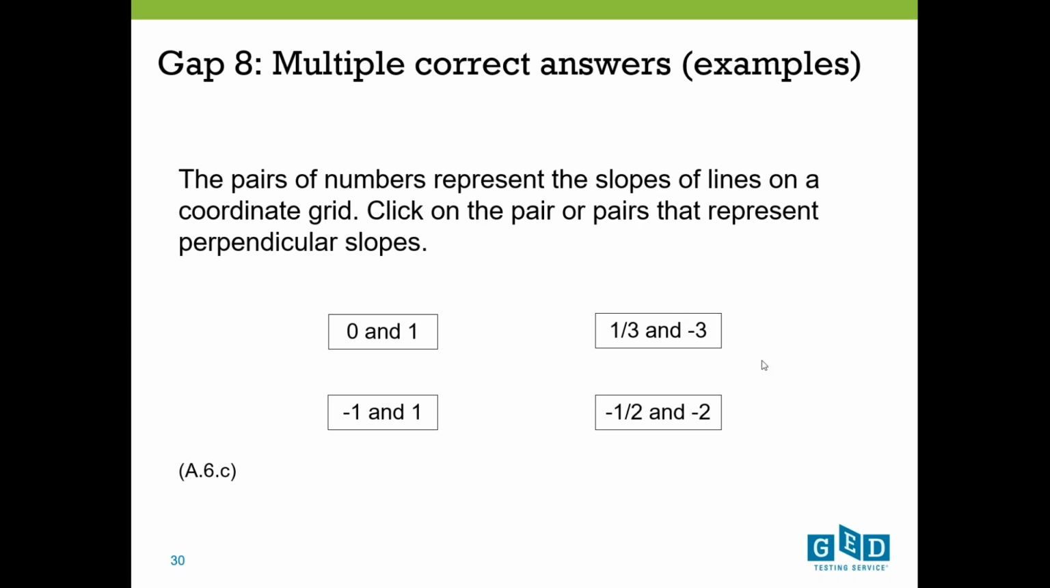No. And it says that the pairs of numbers represent the slopes of lines on a coordinate grid. If they were points, we would put them in parentheses in standard notation. Okay. Thank you. I'm trying to find the question to make sure I'm, okay. Yeah, and we do not give a grid for test takers to work on.